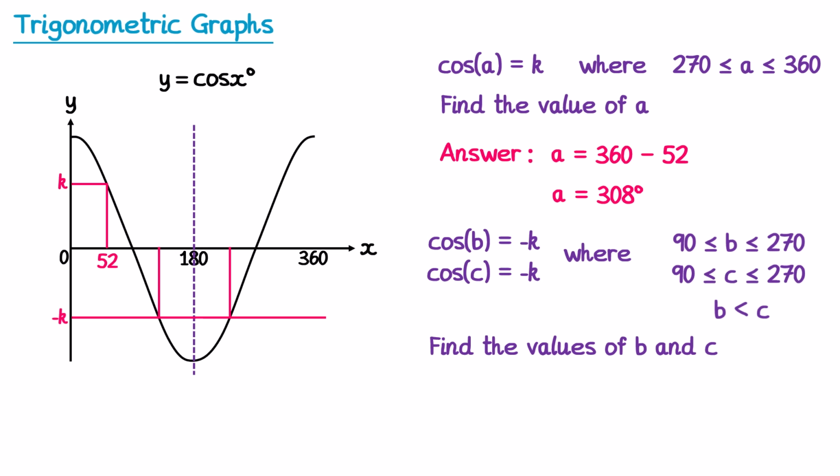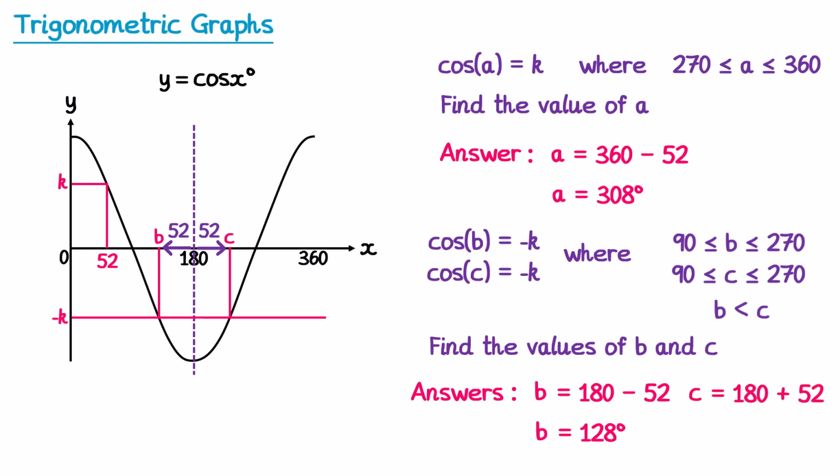And since b is less than c, we know that b is the one on the left, and c is the one on the right. This time, the distance from 180 back to b is 52, and the distance from 180 up to c is also 52. So to get the two solutions, we need to do 180 subtract 52 for b, which gives you 128, and for c, we need to do 180 plus 52, which is 232.